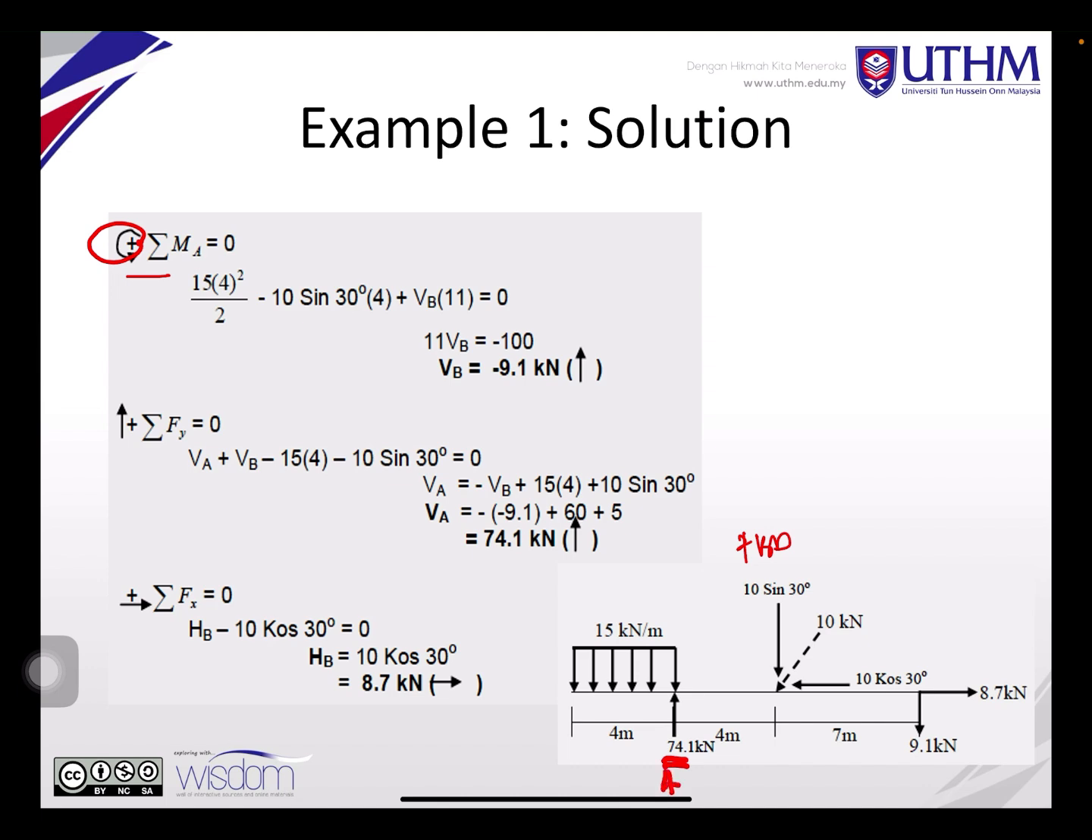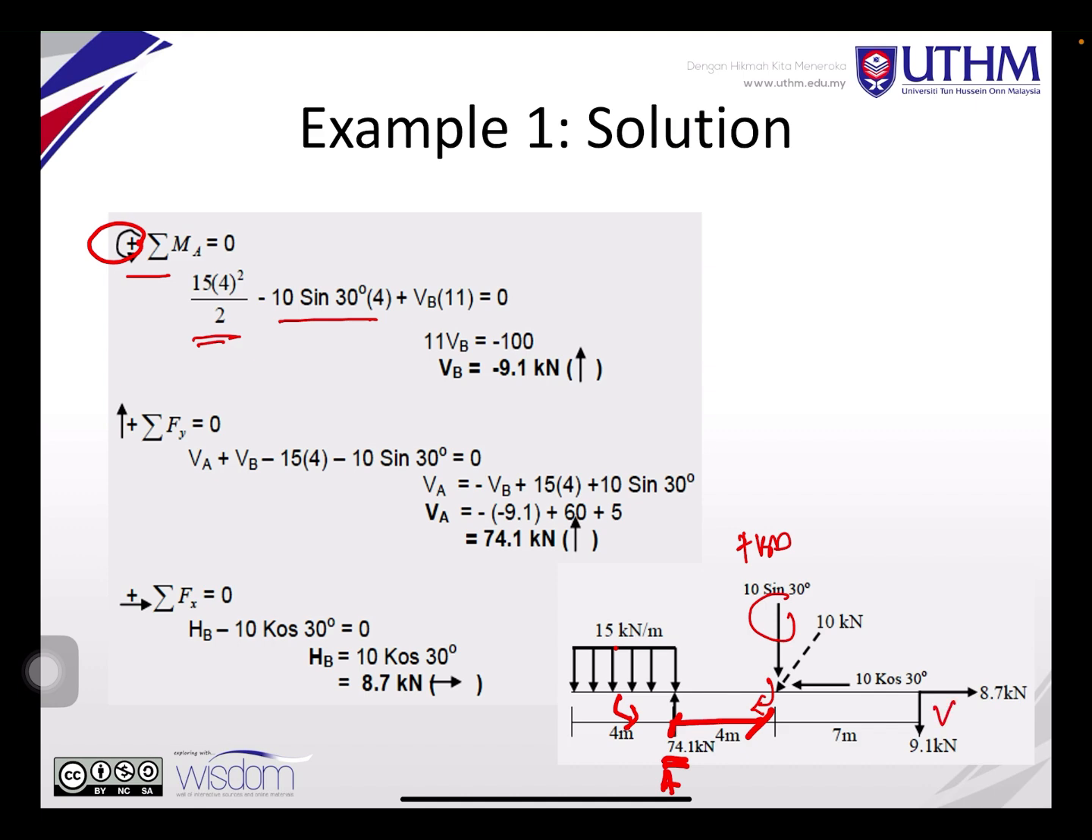The 15 kilonewton per meter uniform distributed load over 4 meters will cause a moment here. Counterclockwise is positive, so this is the value. Minus, because from this you can see that this load will cause a moment toward here, so it is 10 sin 30 times the distance 4. And then you have VB.